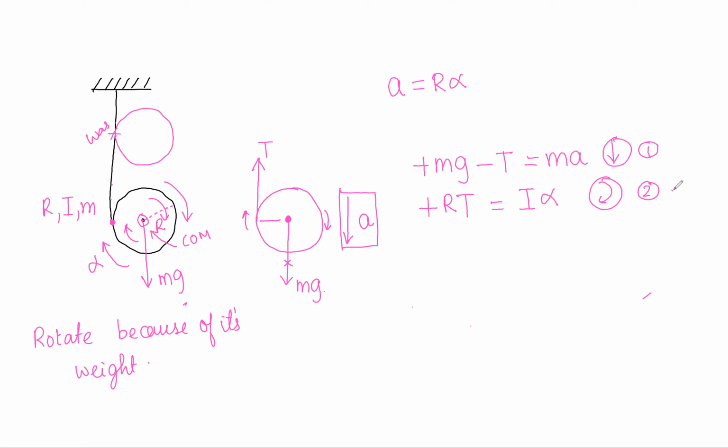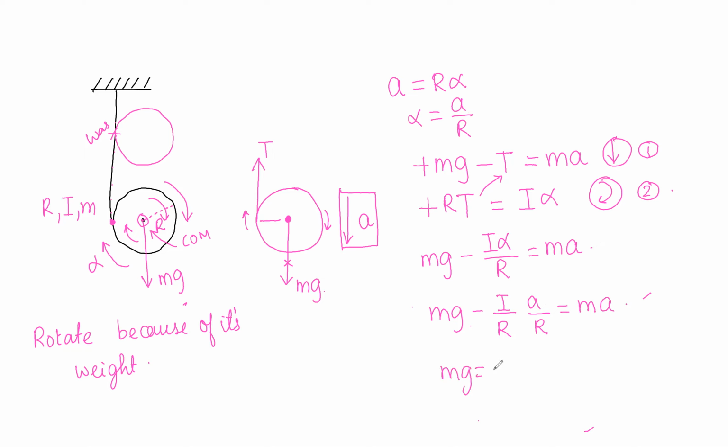अब क्या करेंगे, यहां से टेंशन लेके फर्स्ट वाले इक्वेशन में डाल देंगे. So we can write mg minus what is the value of t? I alpha divided by r, is equal to ma. अल्फा कितना है? अल्फा इज इक्वल टू ए डिवाइडेड बाय आर. उसका वैल्यू यहाँ पे डालो. तो mg minus I divided by r into alpha, which is a divided by r, is equal to ma. समझ में आया? तो mg is equal to ma plus I divided by r square into a.